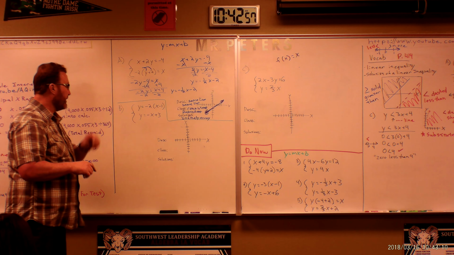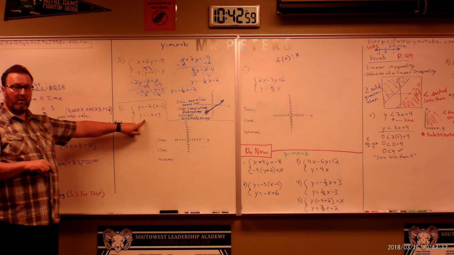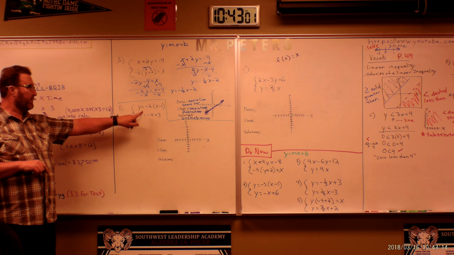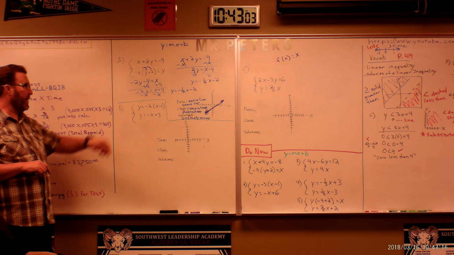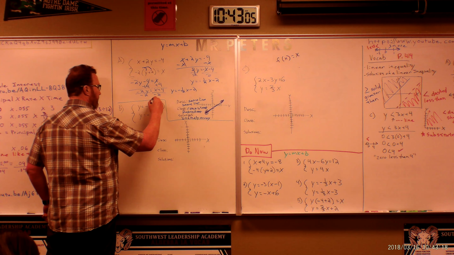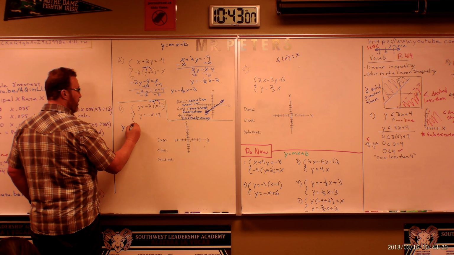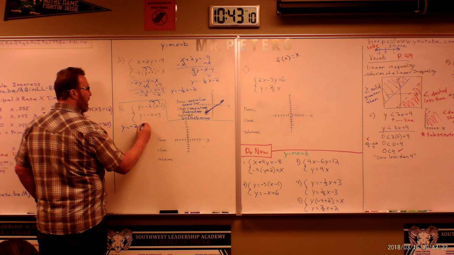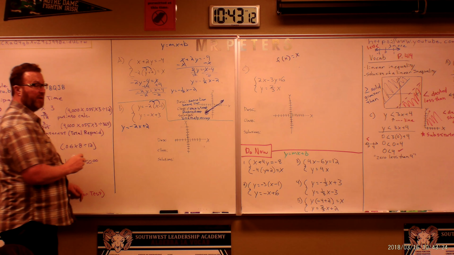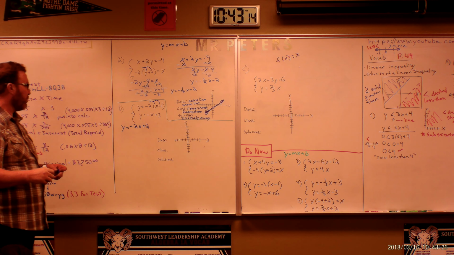Okay. Let's move on to the next one. Is this one in slope form? Yes. What about this one? No. What do I need to do here to solve this? Very good. So y equals -2x plus 2. Okay, so we're going to go graph these out.